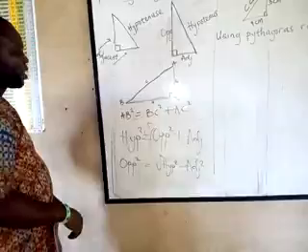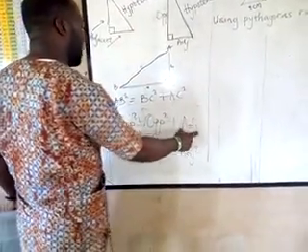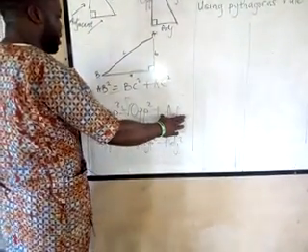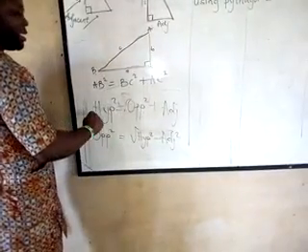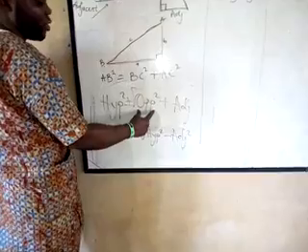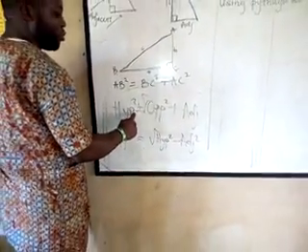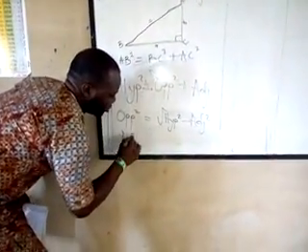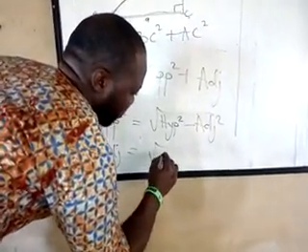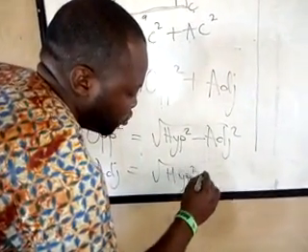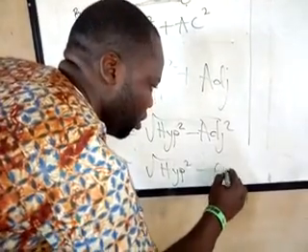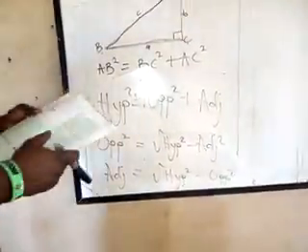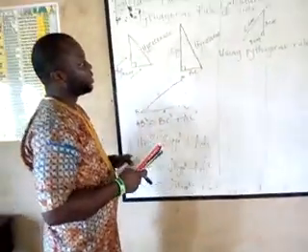At the same time, if you are asked to find your adjacent, our normal mathematics rule, if this is to stand alone, then that means this will come and meet this here. Is that not? So this is plus opposite. By the time it comes here, it becomes minus opposite. So your adjacent square equals hypotenuse square minus opposite square. So it's as simple as ABC.